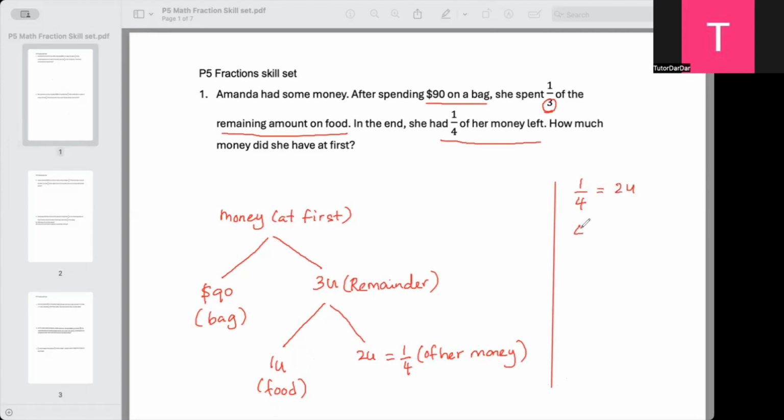So if we want 1 whole, which is 4/4, is going to be 2 times 4, which is 8 units. This 8 unit is this money at first. So at this money at first, you will go and put 8U. So from here, we can see from this 8 unit, the total amount of money minus away the remainder, which is 3U, you can see that this 90, the bag, is 5 units.